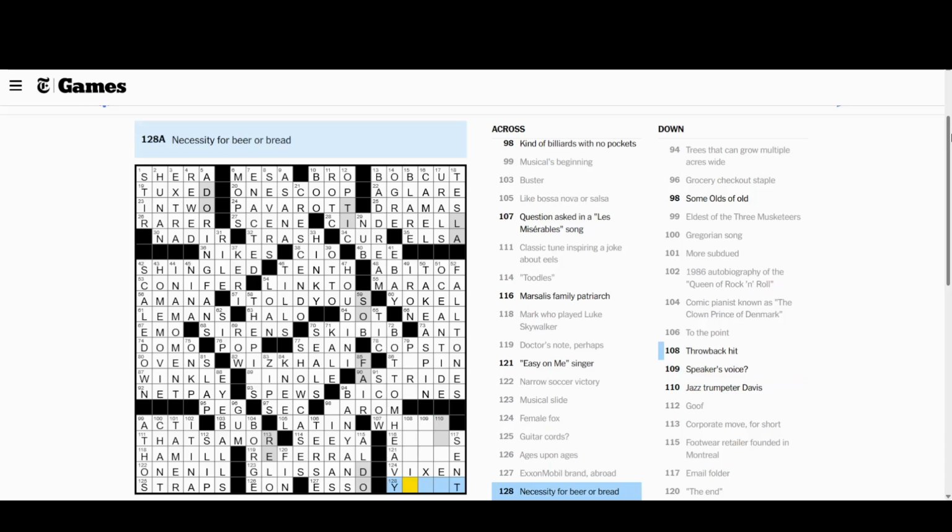Necessary. Necessity for beer or bread is going to be yeast. This is going to be Alexa. Yep, this is going to be Alexa. And now let's take a look at that. Oldie, and this is gonna be Adele. I don't. Ellis? I mean, we can. See that.